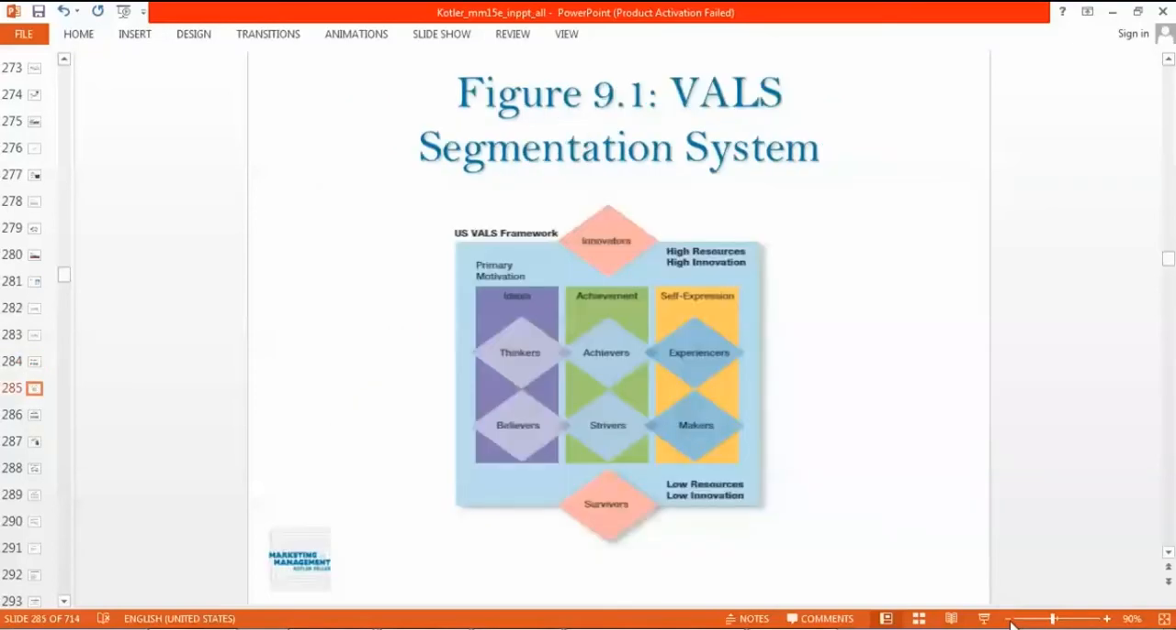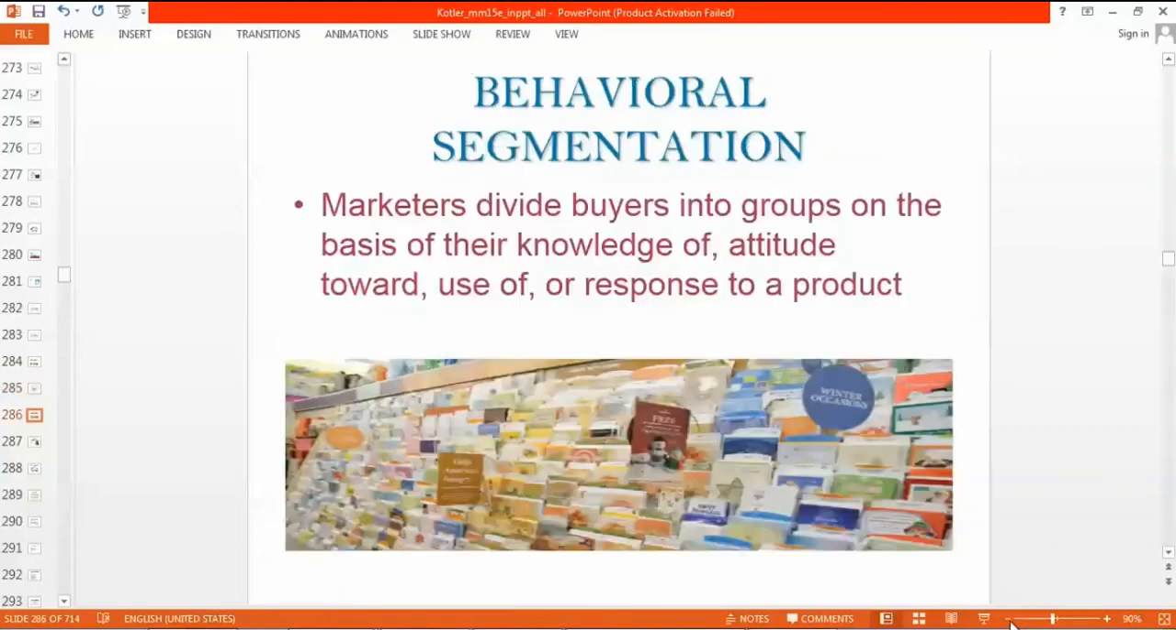Then psychographic segmentation, of psychology or personality traits, we can also use thinker, achiever, experiencer, believer, and behavioral segmentation. The marketer divides buyers into groups on the basis of their knowledge, attitude towards something, or response to a product. So basically you can do segmentation for all kinds of objectives.